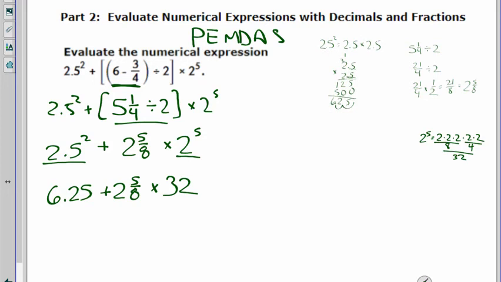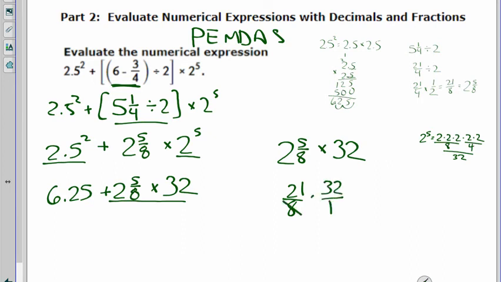Boy, the journey is long and tiring, but I'm going to get there. Now I am faced with addition or multiplication. And Mighty Mighty PEMDAS says we always multiply before we add or subtract. So I'm going to do that next. So I have 2 5/8 times 32. I'm going to change to an improper fraction. I'm going to change 32 to 32 wholes. I'm going to cross reduce. Get 84 over 1, or just 84.